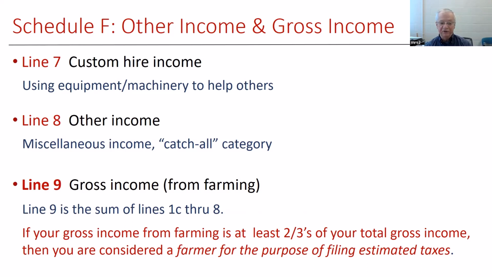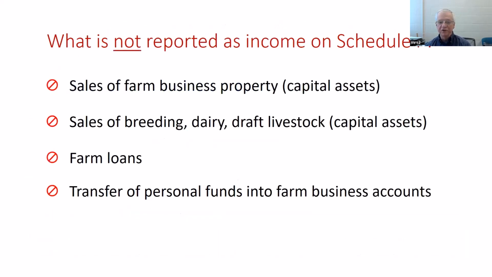Line 9 would be the sum of lines 1C through 8. So you're totaling up your income from all your different farming activities and then putting it in line 9. And if at least 2/3 of your gross income is from farming, this is line 9, then you're considered a farmer for filing estimated tax purposes. Okay. What's not reported on a Schedule F?